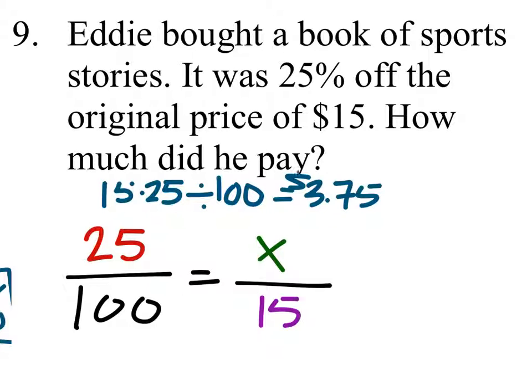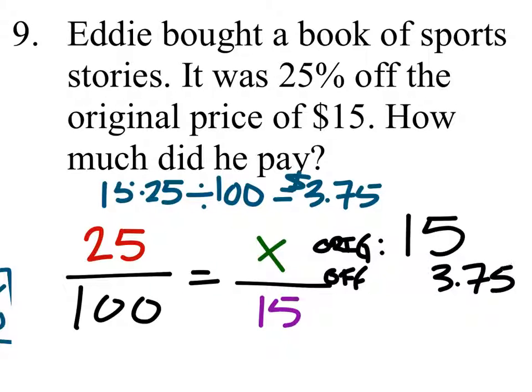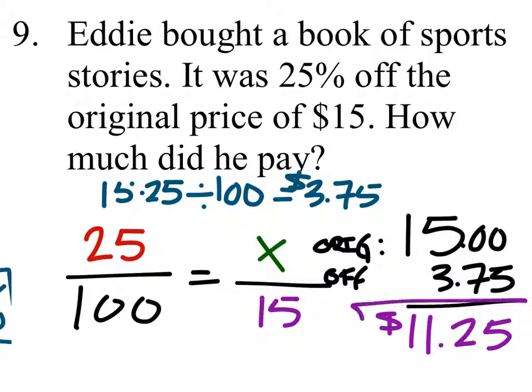But this is not the answer because it asks how much he paid. Oh yeah, so even the dollars on this is not the right answer. So this is how much was off of the original price. So we got to go back and look. It was $15 original. $11.25. But then we got to take the discount off. $3.75. Yo, Christian. Yeah. So yeah, what did we get on that? $11.25. So this is how much Eddie paid for the book of sports stories.